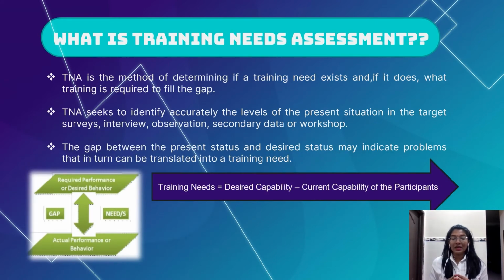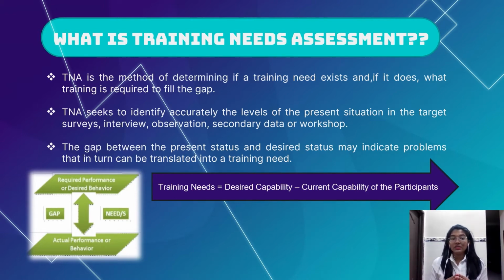I know you all are confused about what training needs assessment actually is. So now I'm going to explain the definition of training needs assessment. TNA is the method of determining if a training need exists, and if it does, what training is required to fill in the gap. TNA seeks to identify accurately the level of the present situation in the target group through surveys, interviews, observations, secondary data, or workshops.